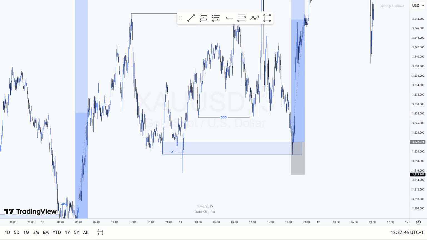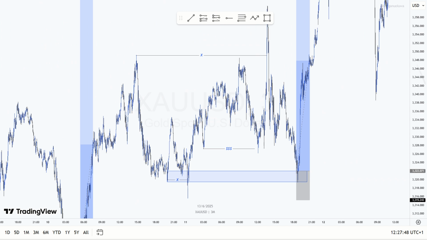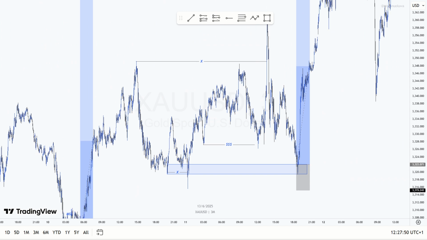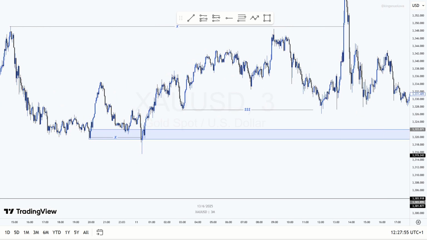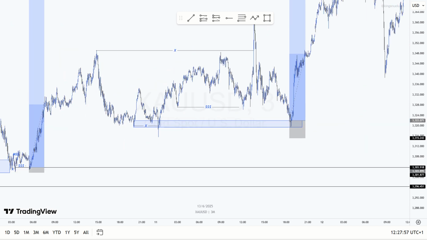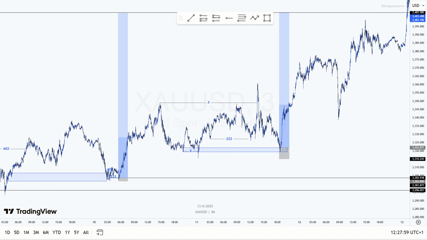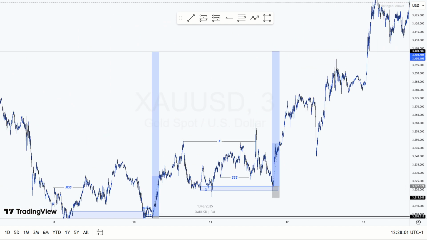Same here also. Sweep of this low, I'll take it as a break of structure, then break of structure to the upside right there. Then liquidity, and my POI is this QMR. The order block that failed is the QMR. Then you take this to the upside. So that is what we have. That's how I was able to get my entries on gold last week.